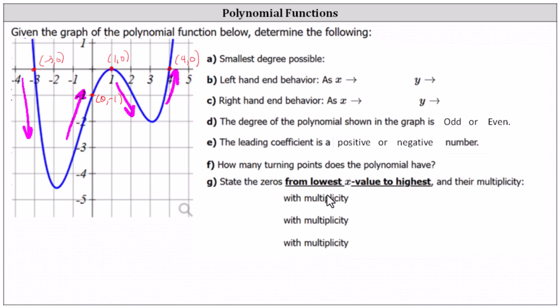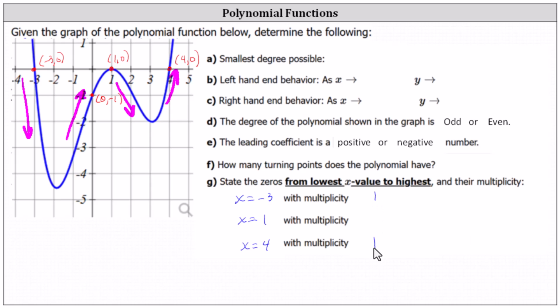The zeros are the x values for which y, or the function value, is 0. We determine the real zeros by determining the x-intercepts. This indicates the zeros are x equals -3, x equals 1, and x equals 4. Notice that at the zeros of -3 and 4, the graph simply passes through the x-axis without flattening at all. This indicates the zeros of -3 and 4 have a multiplicity of 1.